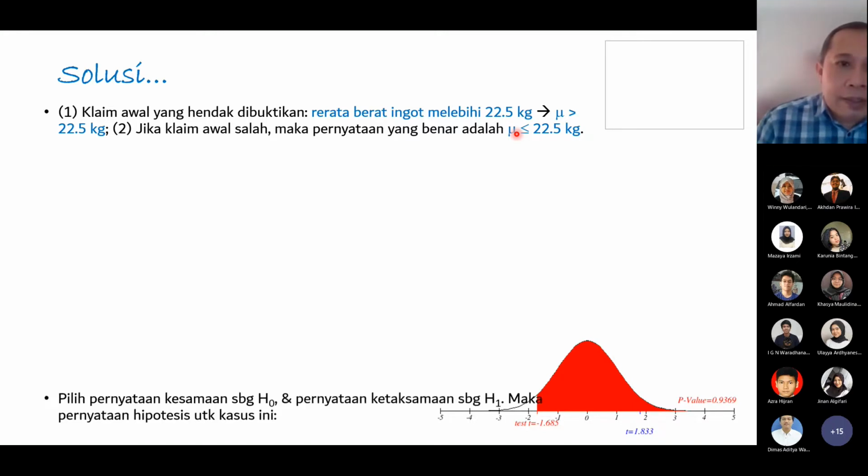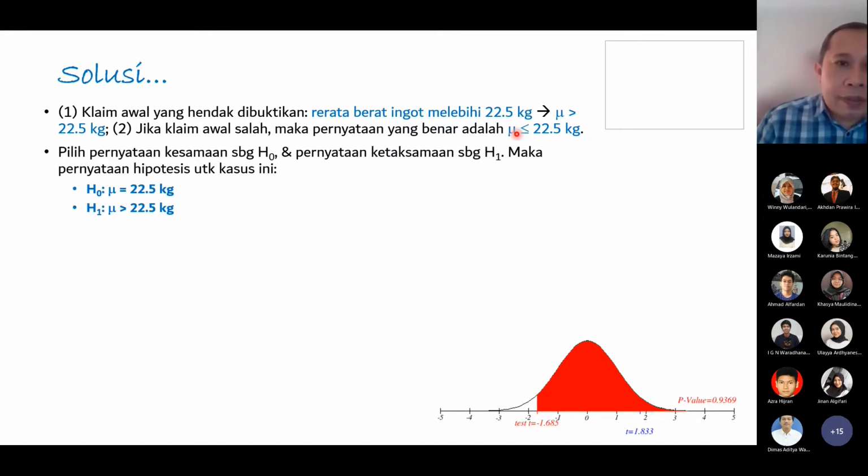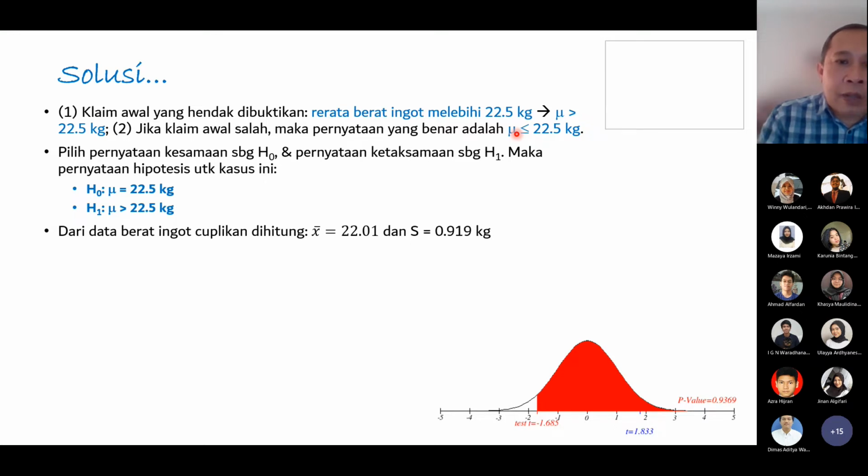Okay. Yeah, and so the complete hypothesis statement for this case is like that. Okay. And from the sampling data, we calculate the sample mean. The sample mean is 22.01, and the sample standard deviation is 0.92 kilogram.